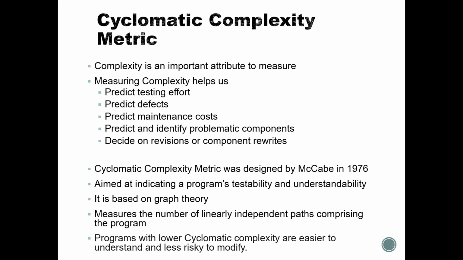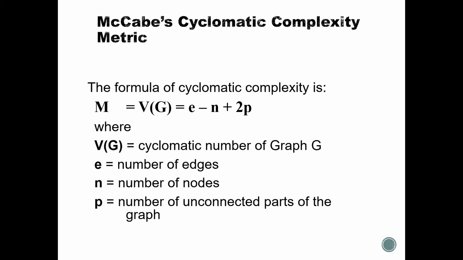Function point we saw, we also saw GSC, and then we have one more metric called the cyclomatic complexity metric, which is actually based on graph theory. We use this metric to predict testing efforts, defects, and maintenance cost, to identify problematic components, and to decide on revisions or component rewrites. So basically how is it done? Let's see this.